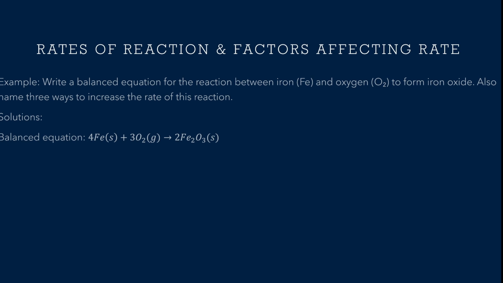First, let's analyze that reaction. We have iron, that is a solid, and we have oxygen, that is a gas. How can we increase this? We know that because iron is a solid, we can increase its surface area, and for oxygen, we can increase its concentration or pressure to increase the reaction rate. You can choose any 3 factors.